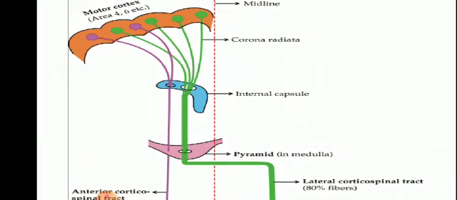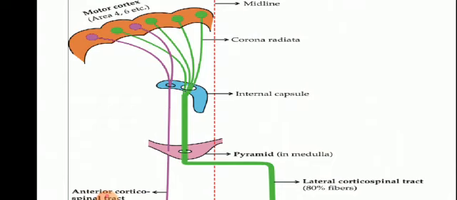So how you explain that radiating pattern is, the fibers arising from different parts of the cortical areas converge through the posterior limb of the internal capsule. You need to make it very specific, that it's the posterior limb of the internal capsule, because in the other limbs of the internal capsule, there are other sets of fibers which are passing.